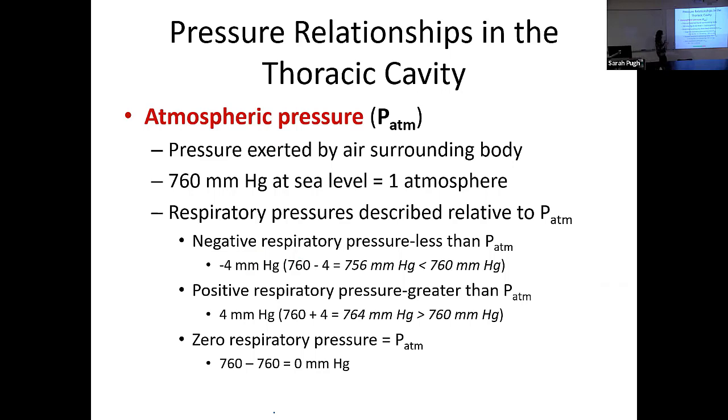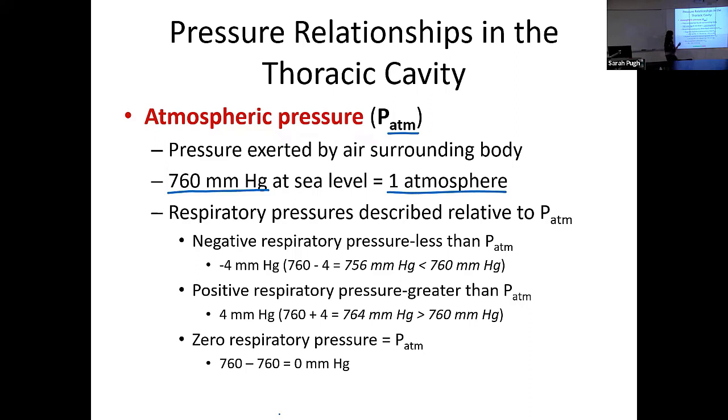So we'll start with atmospheric pressure. A lot of times, if you're reading your textbook, they'll abbreviate it as PATM for atmosphere. This is the pressure that is exerted by the air surrounding your body. Atmospheric pressure at sea level, and we are close to sea level, is 760 millimeters of mercury. We typically call that 1 atmosphere. Okay. And so we always describe our respiratory pressures in relationship to atmospheric pressure.